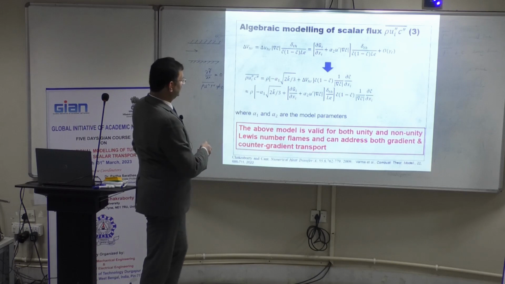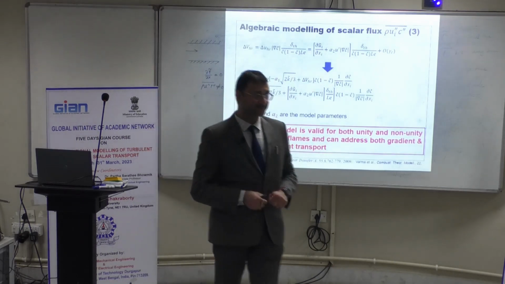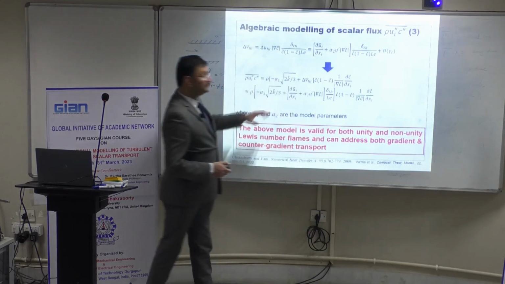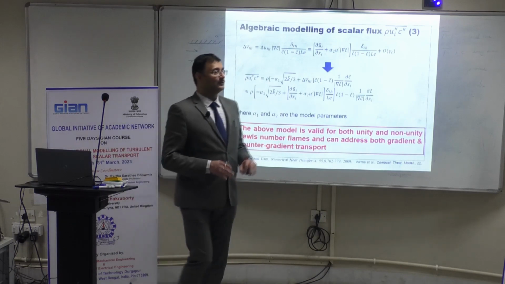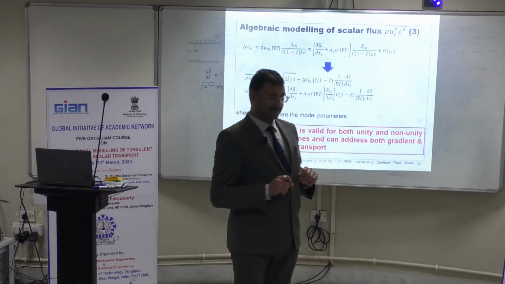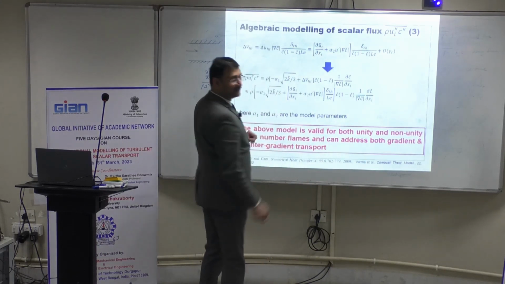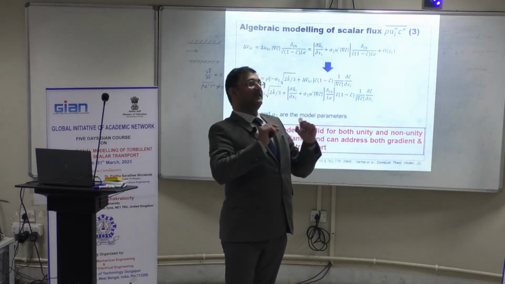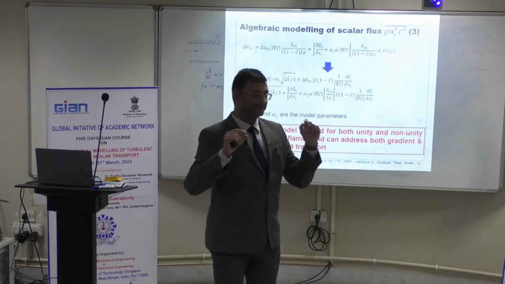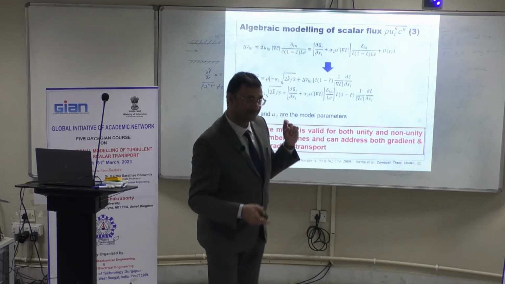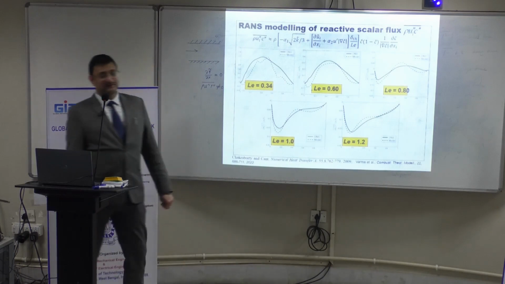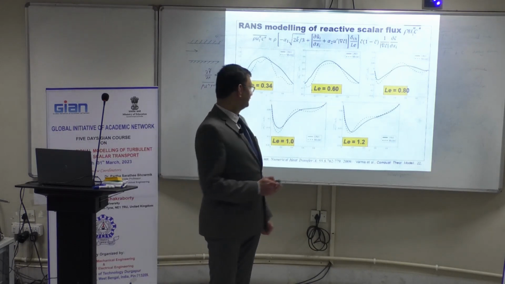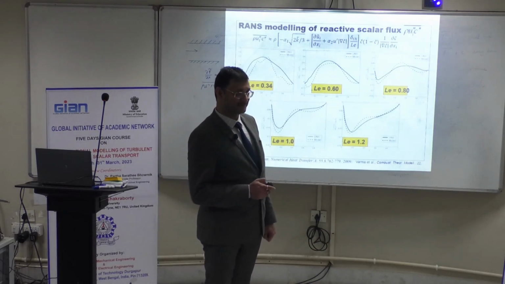And if I put all of them together, I got an algebraic expression. Okay? This is, in principle, valid for both counter gradient as well as gradient type transport. Alpha 1 and alpha 2 are essentially model parameters to make the scaling relations into equality relations. Okay? See the behavior, and you can judge yourself. Okay? I would say it does quite a good job.